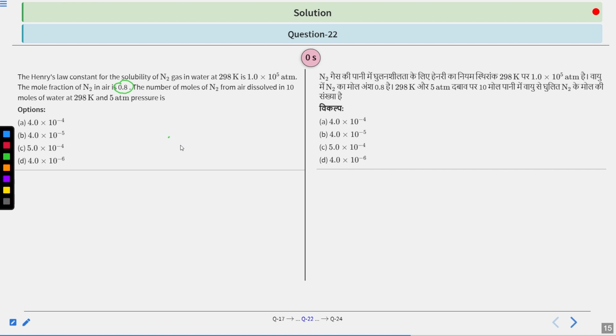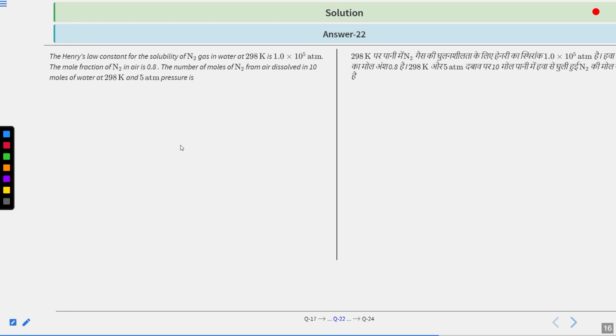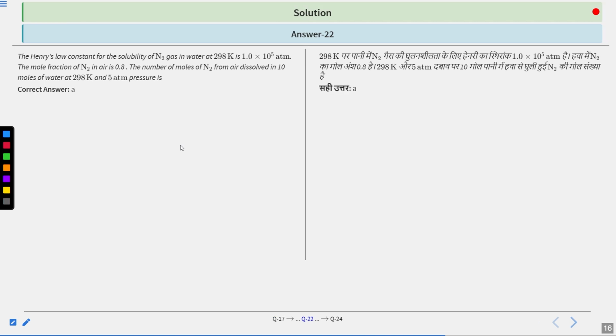So your time is up. Let us see how we can solve this question. For those who have solved, the correct answer is A.